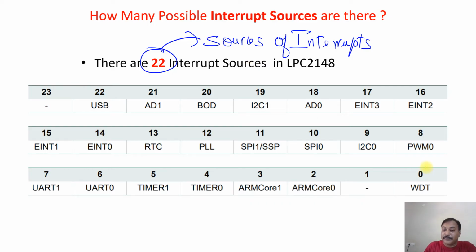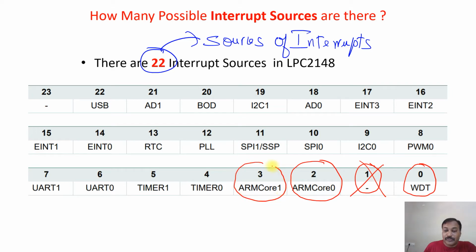It starts from 0. 0 is my watchdog timer. Source number 1 is not used. Source number 2 is ARM core 0. Source number 3 is ARM core 1. ARM core 0 and ARM core 1 are used for internal ARM core functionalities and for debugging. Timer 0 interrupt is 4. Timer 1 interrupt is 5. UART 0 is 6. UART 1 is 7.